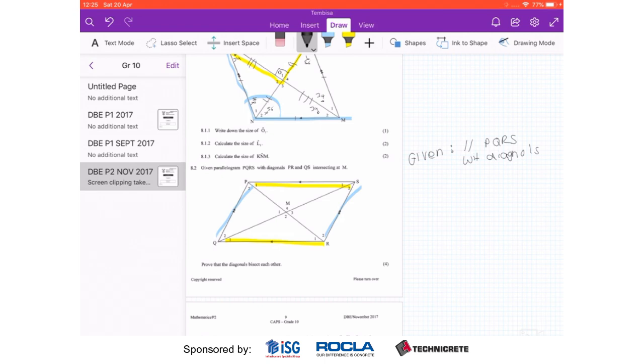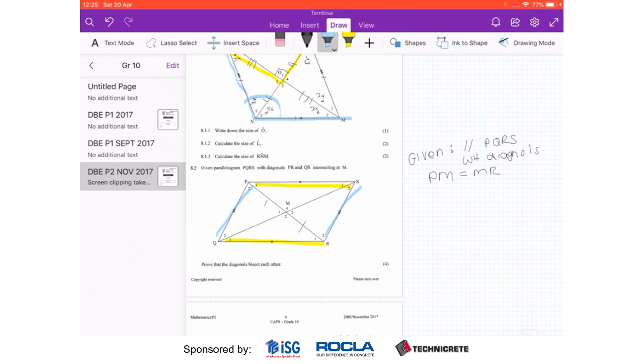We are proving that PM is equal to MR. So we want to prove that PM is equal to MR because they want us to prove that the diagonals bisect, that they are equal. Okay? So the first thing that we need to say is we need to isolate our triangles.